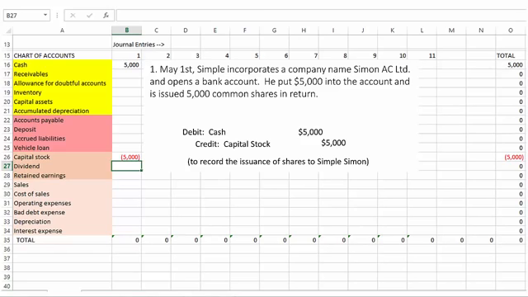You might think this seems pretty basic when you're looking at a journal entry with just one debit and one credit, but it can get more complex as you learn more about accounting. Let's move on to the next entry.